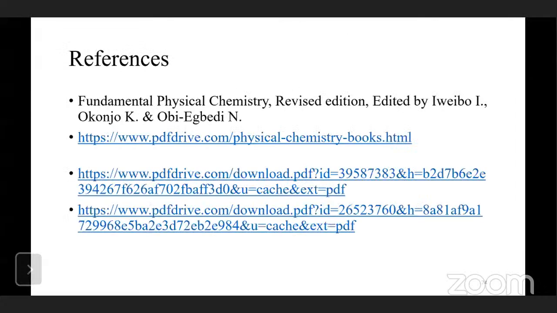If you need to read textbooks, there are links to textbooks here. If you click these links, it will take you to textbooks you can download. You may not need to pay for them. You may be able to download these textbooks on your mobile devices, or on your laptop, or anything you're using to access this class.